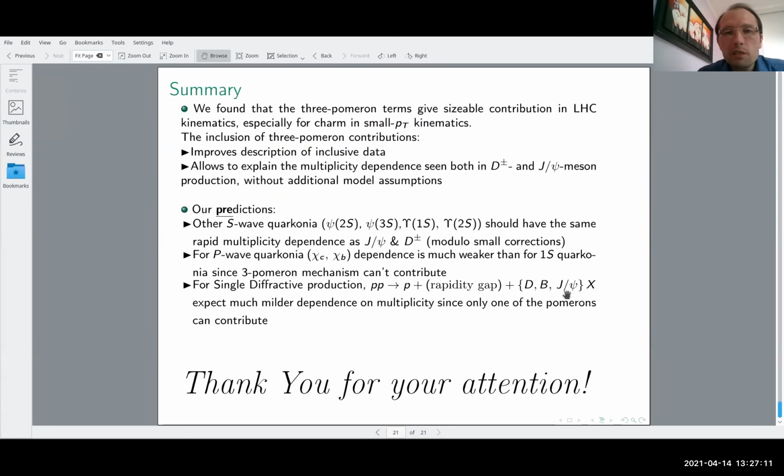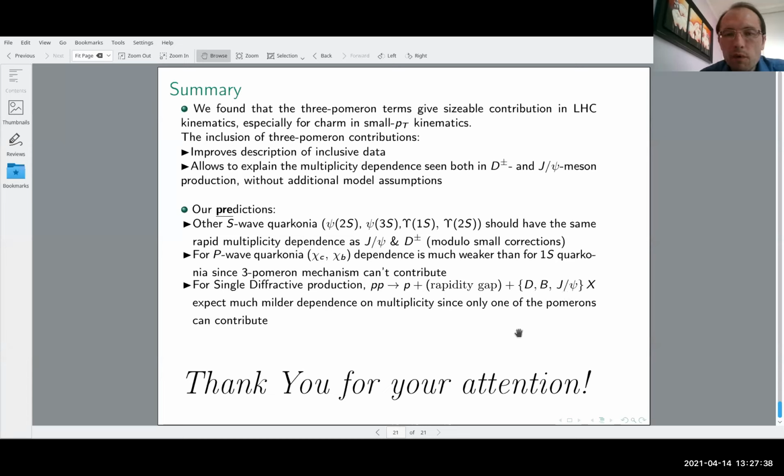Now I jump to my summary. We found that the 3 pomeron terms give sizable contribution in the LHC kinematics, especially for charm at small PT. We found that inclusion of this data improves description of inclusive data and allows to explain multiplicity dependence in both D and J/psi mesons without any additional model assumptions for its description. Also, we made predictions and we hope that it will be possible to check them experimentally.